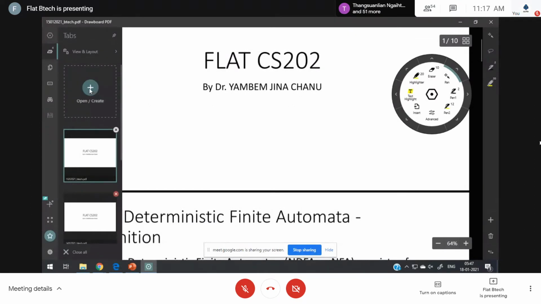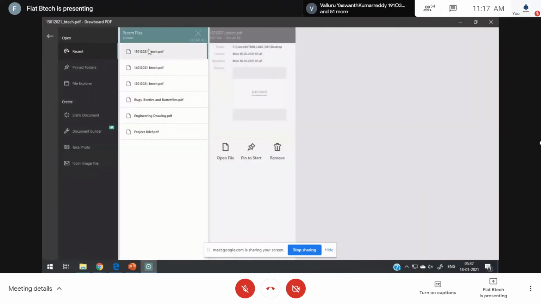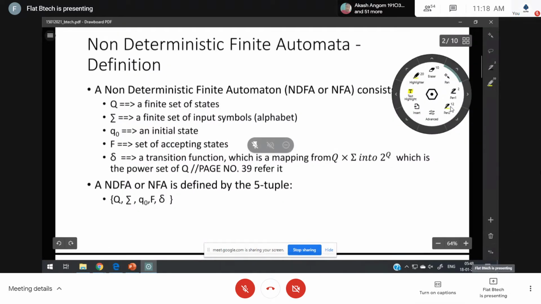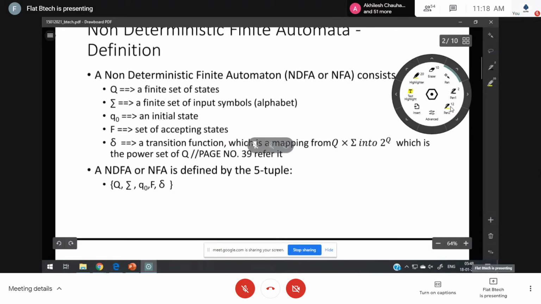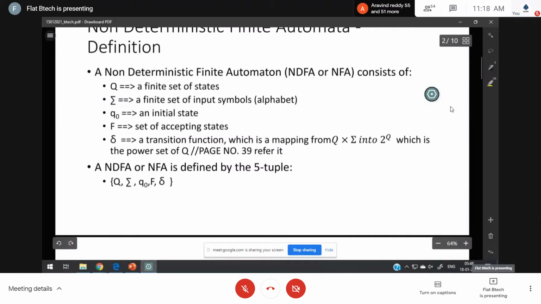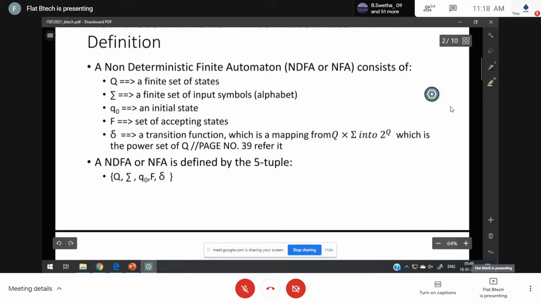Oops, wait, it's here. I was checking for this open file. This one, right? Oh. Okay, this part, right? Wait. I don't know, my system is not responding quickly today.